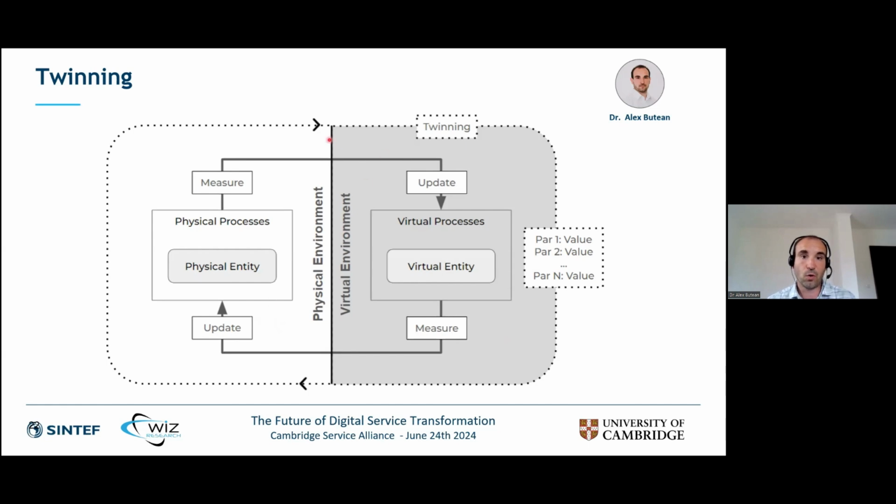On the outside of this diagram, we have the twinning process. That is a permanent process that follows up on these two worlds and tries to reproduce the changes from one to the other, of course with a success rate that, from my experience, never goes above 80%. So you can try to achieve twinning up to a certain point.